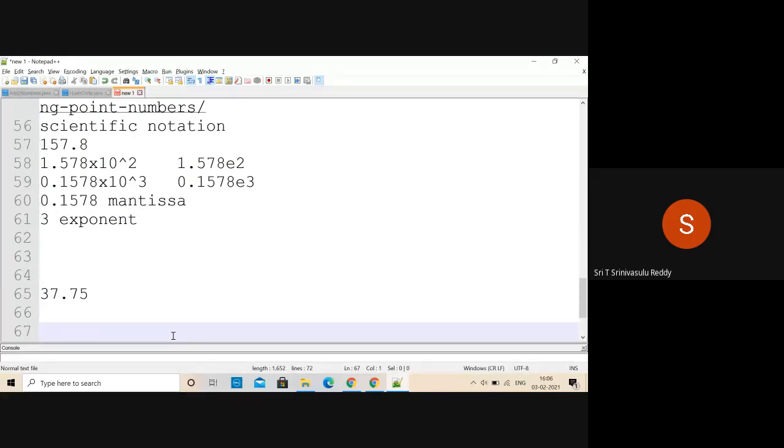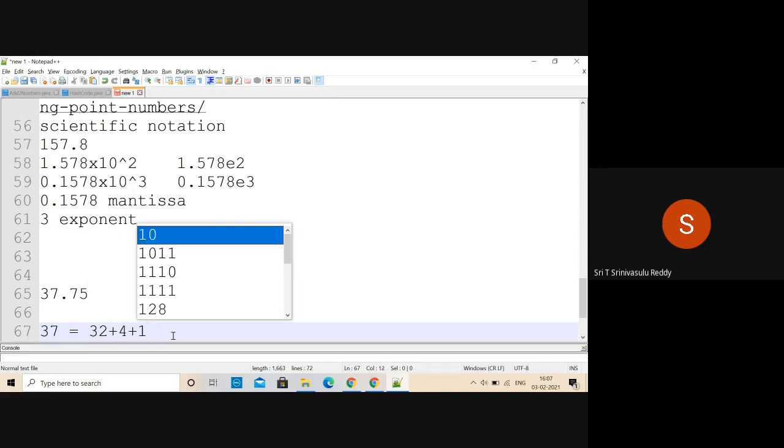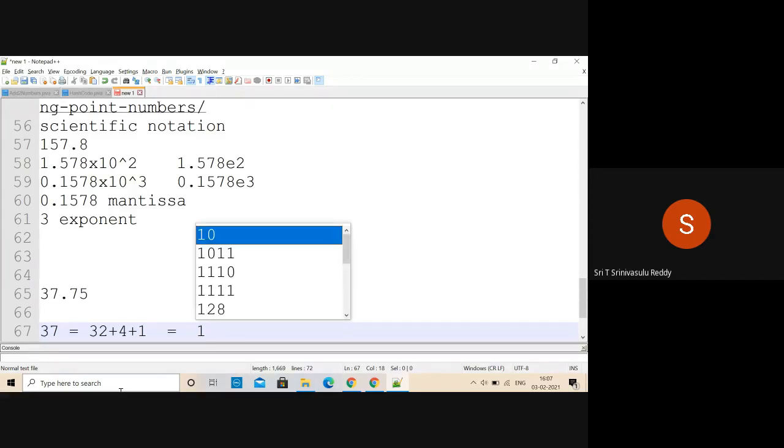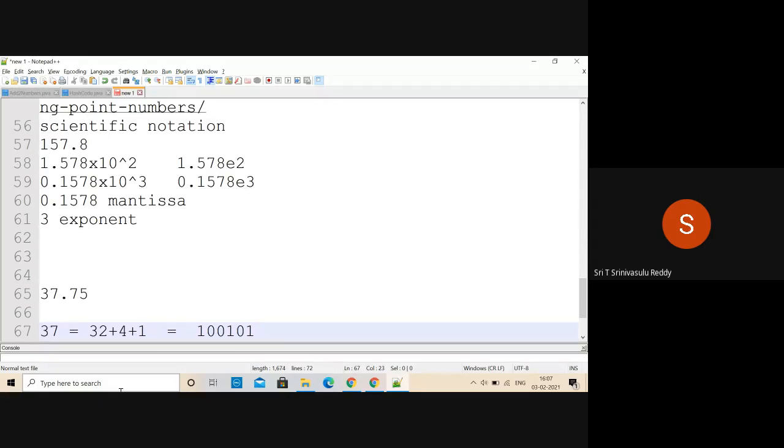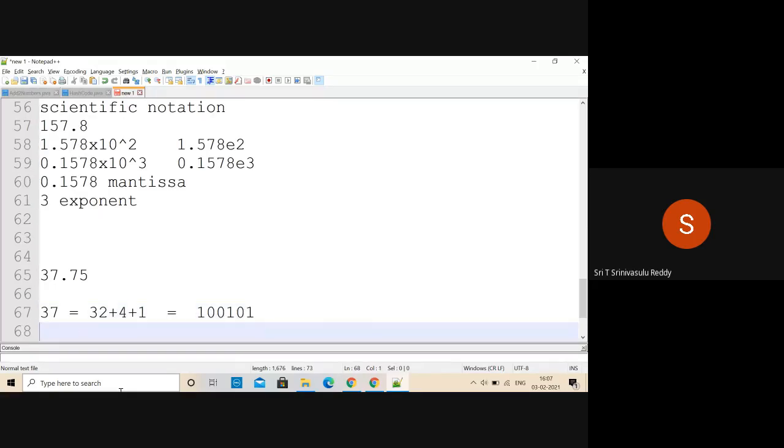Whenever you want to represent a number like this, first take 37 and then 75. How do you represent 37? 37 is equal to 32 plus 5. 5 is nothing but 4 plus 1. This is how I normally do it. So you can easily represent 37 like this: 32, 16, 8, 4, 2, 1. You are actually writing it down in binary form.